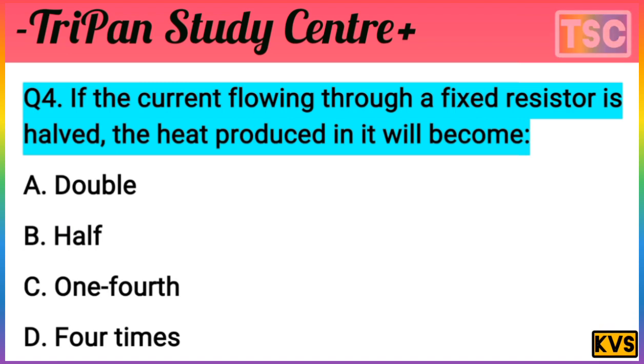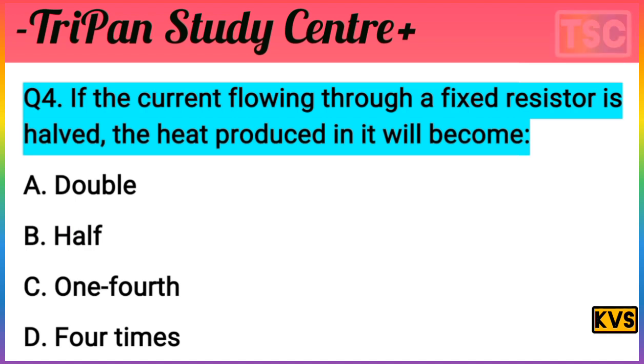I give you a few seconds. You must have a thought of your answer. Let's see the answer to this question. Is the question understood? If the current flowing through a fixed resistor is halved, the heat produced in it will become. The options are: A, double; B, half; C, one-fourth; and D, four times.